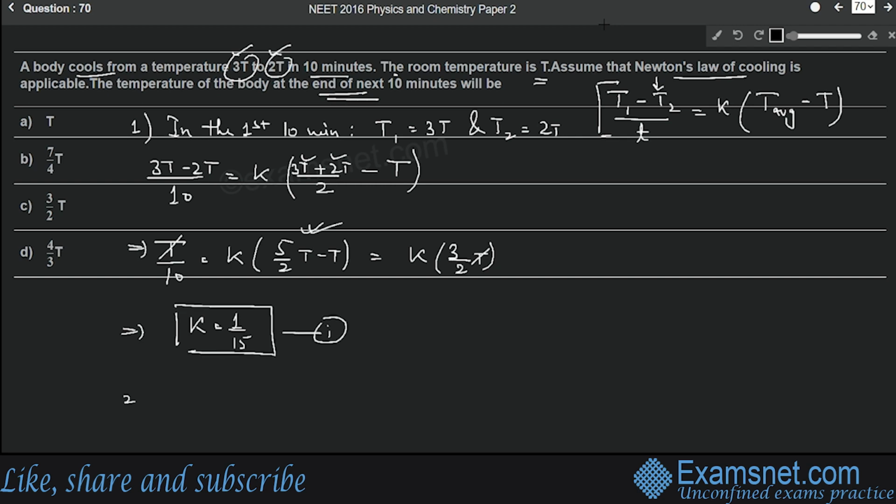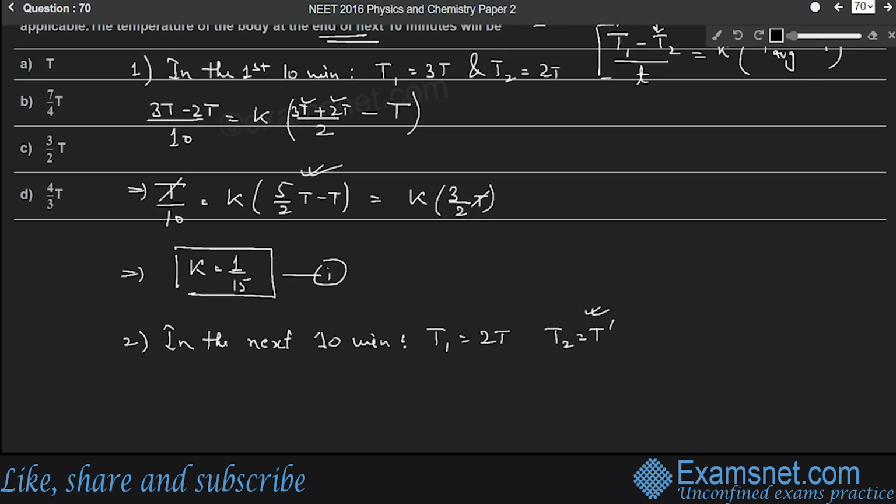Now in the next 10 minutes, this is the second part. This time the body cools from 2T to a certain temperature T dash. Okay, so T1 in this case will be 2T and T2 will be T dash. We have to find this temperature T dash. Okay. So let's put these values in the same formula again.